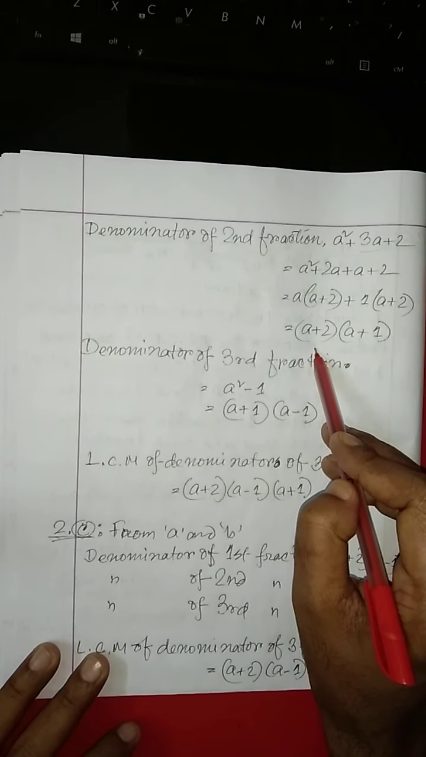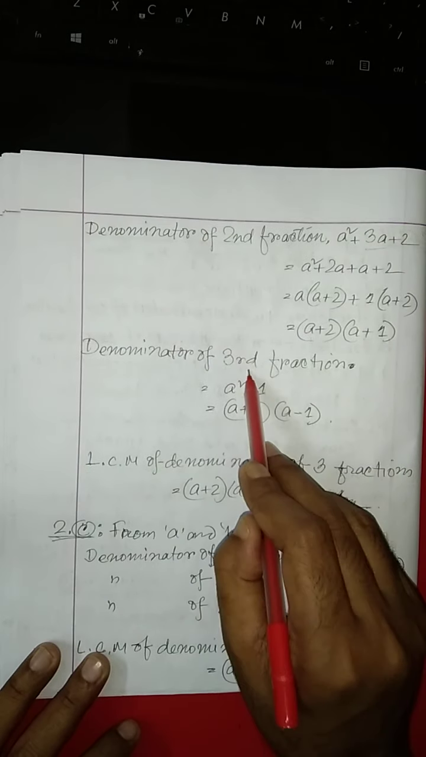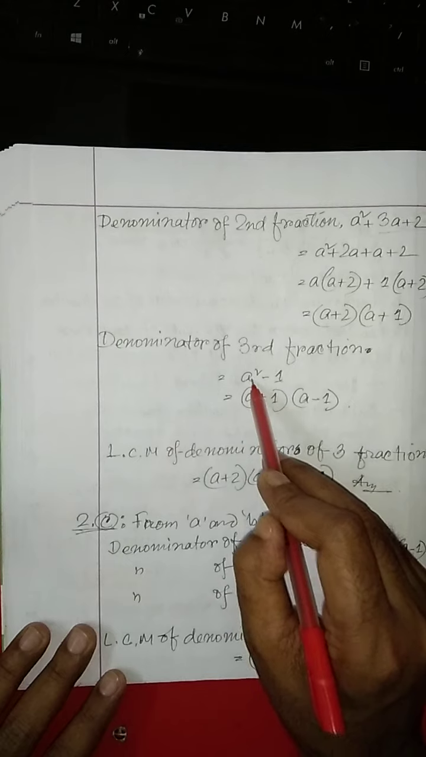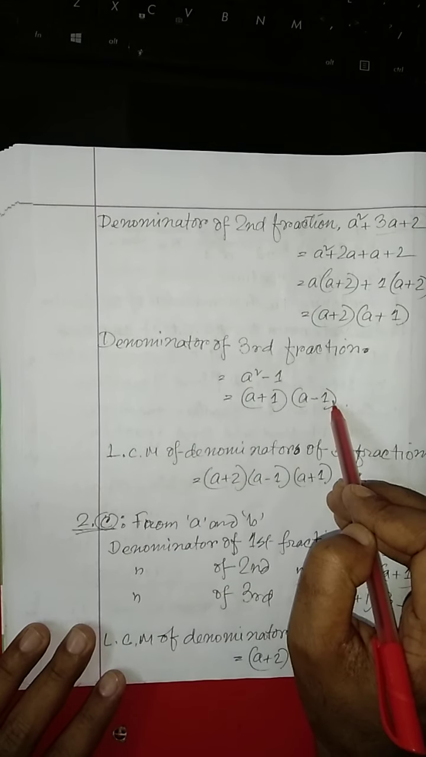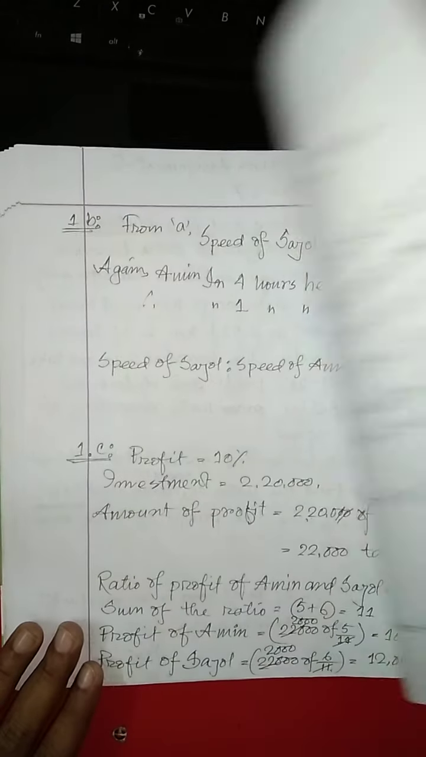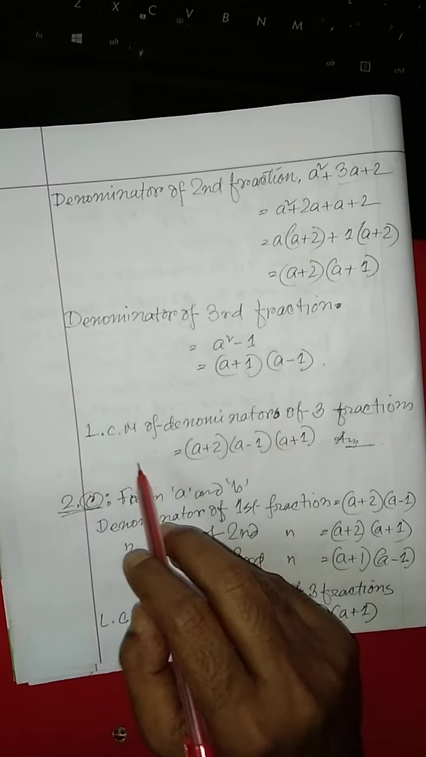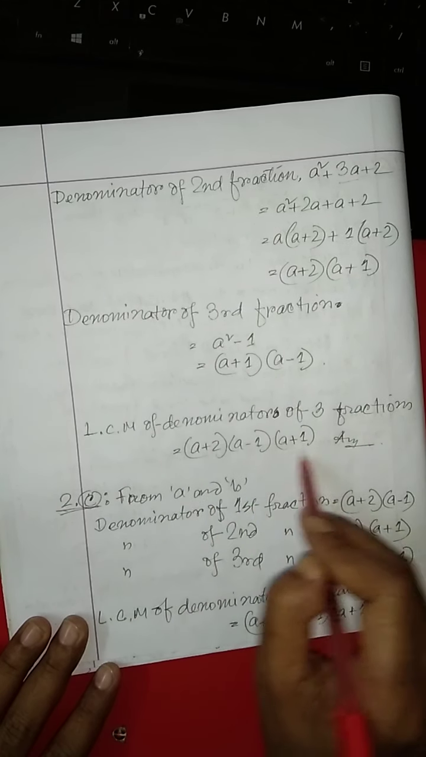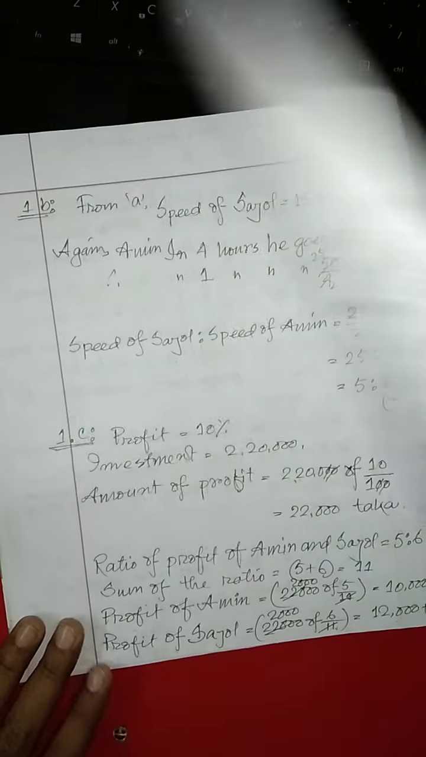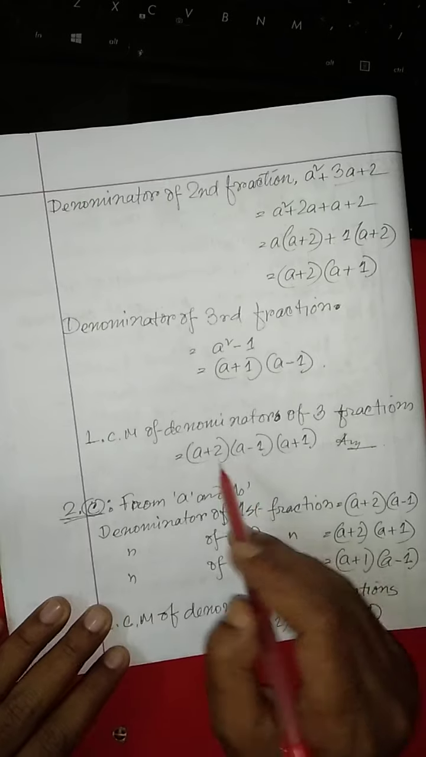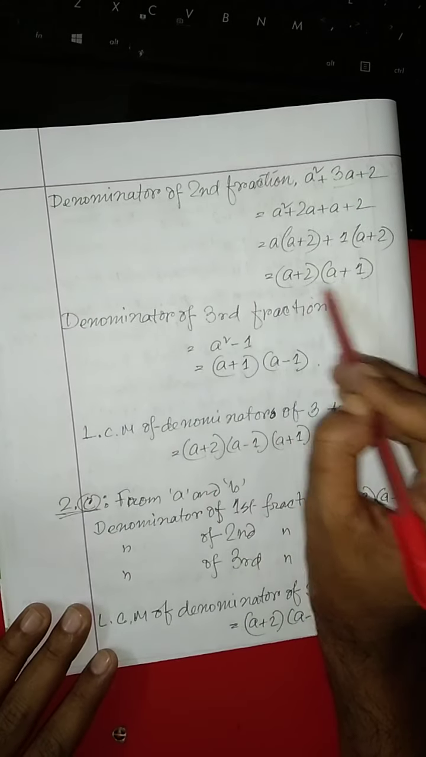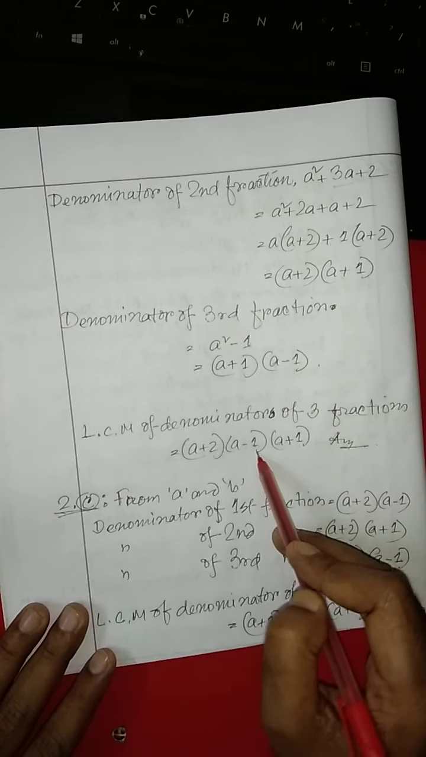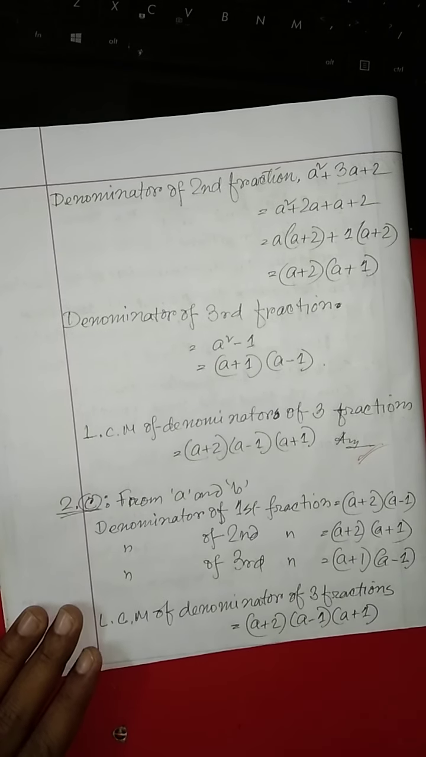So a plus 2, a plus 1, and the denominator of the third fraction is a square minus 1, that we can factorize using the formula a square minus b square. So that's why a plus 1 into a minus 1. Now the LCM of the denominators of the three fractions: first fraction a plus 2, a minus 2, second fraction a plus 2, a plus 1, and third fraction a plus 1, a plus 1, a minus 1. That is the LCM of the denominators of the three fractions.